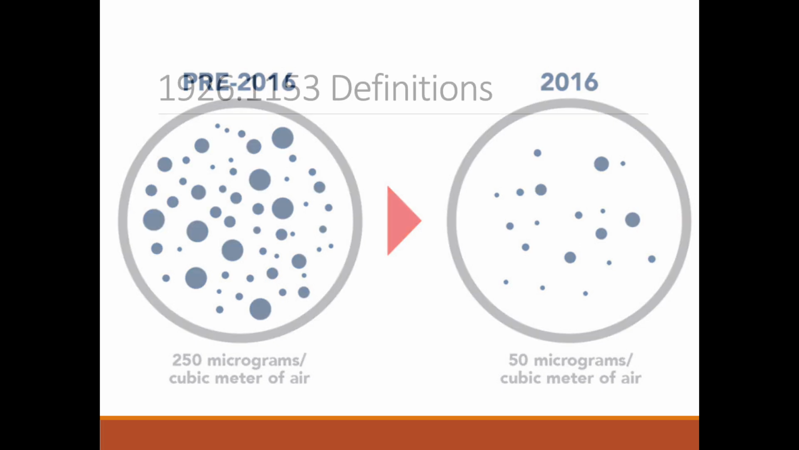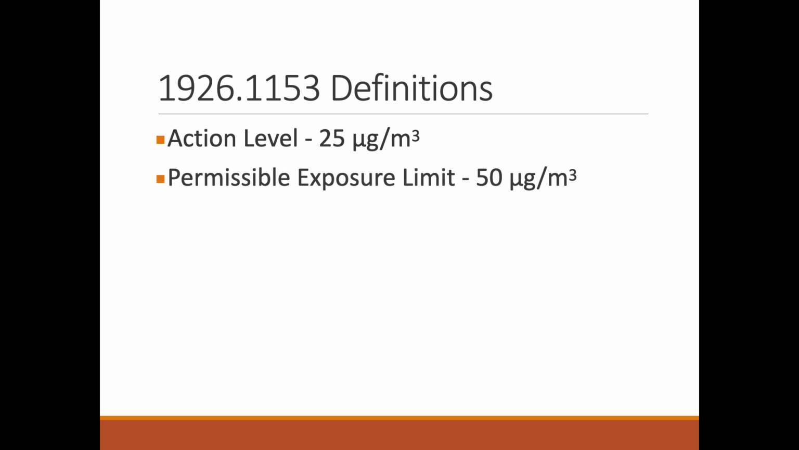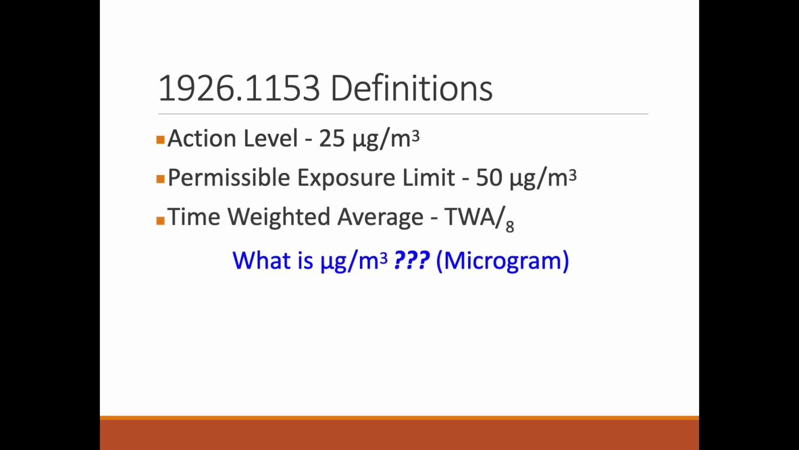The new rules are much more stringent with a 50 microgram permissible exposure limit requirement. The action level is only 25 micrograms per cubic meter. So what is a microgram? Can you get your head wrapped around that?